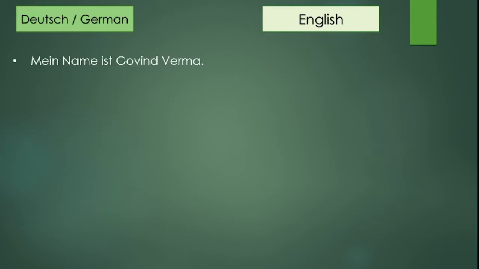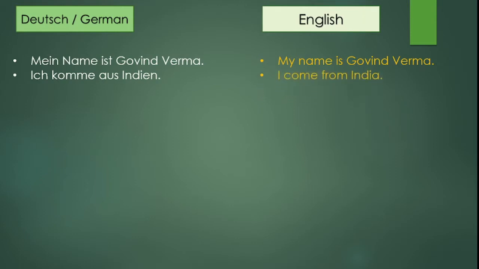So first, you can introduce yourself by saying your name. For example, Mein Name ist Govin Verma, which literally means my name is Govin Verma. And then you can say where you come from. In my case, ich komme aus Indien, means I come from India. Following, ich wohne in Berlin, means I live in Berlin.